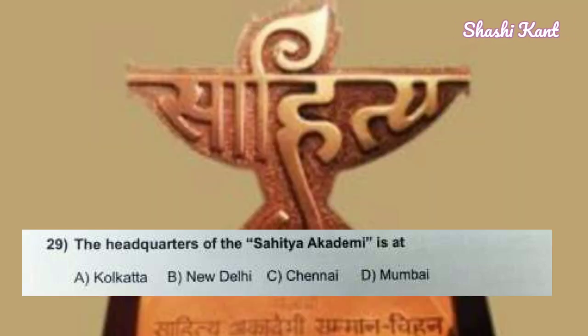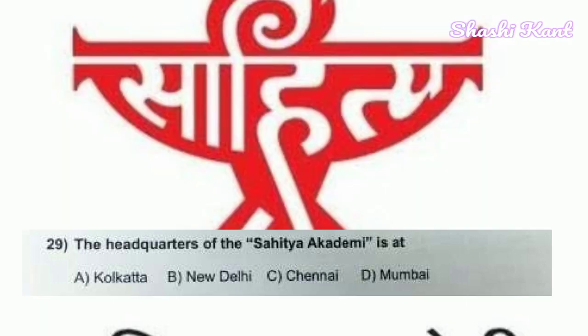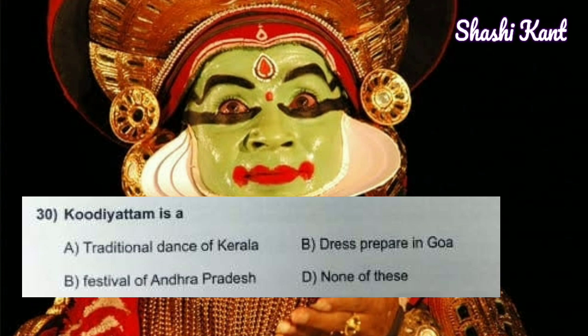Question number 29. The headquarters of the Sahitya Akademi is at A. Kolkata, B. New Delhi, C. Chennai, D. Mumbai. And the correct answer is B. New Delhi.